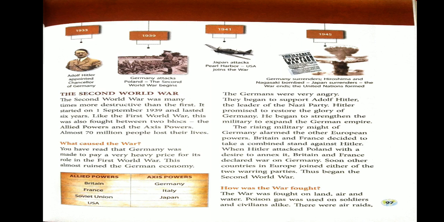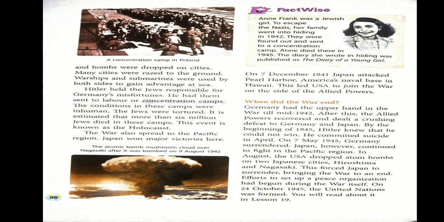Now, Britain and France decided to take a combined stand against Hitler. When Hitler attacked Poland with a desire to annex it, Britain and France declared war on Germany. Soon, other countries in Europe joined either of the two warring parties. Thus began the Second World War. The war was fought on land, air, and water, and poison gas was used on soldiers and civilians alike. There were air raids and bombs were dropped on cities. Many cities were razed to the ground. Warships and submarines were used by both sides to gain advantage at sea.